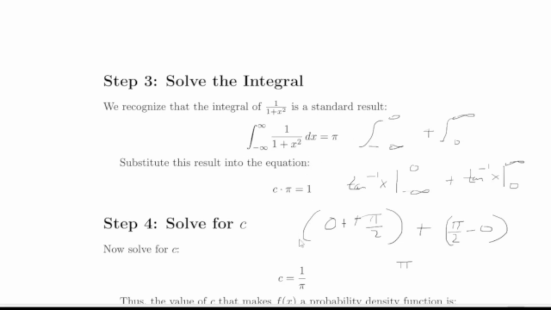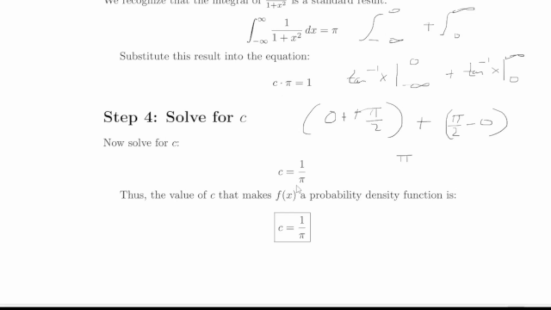And so in order for c times this integral to equal 1, we need c to be 1 over pi. And so that's going to be the value of c. That makes f of x a probability density function.